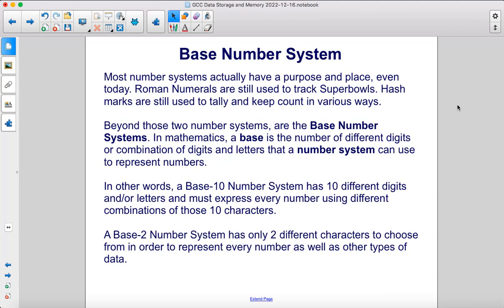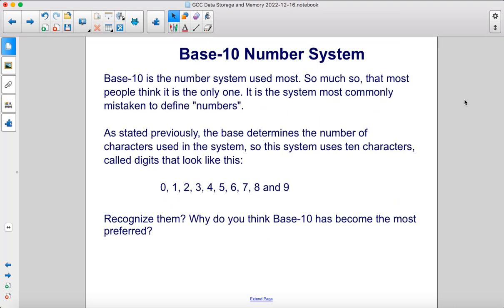In other words, a base 10 number system has 10 different digits and/or letters and must express every number using different combinations of those 10 characters. A base 2 number system has only 2 different characters to choose from in order to represent every number as well as other types of data. Base 10 is the number system used most, so much so that most people think it's the only one. It is the system most commonly mistaken to define numbers.